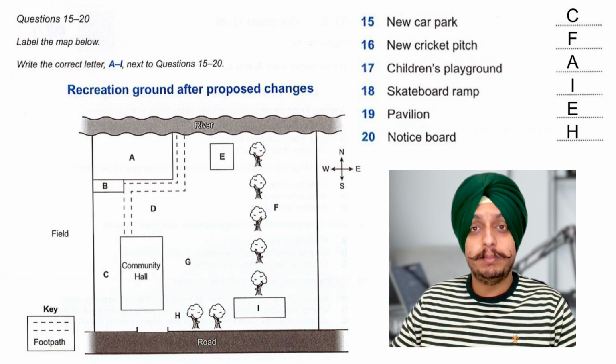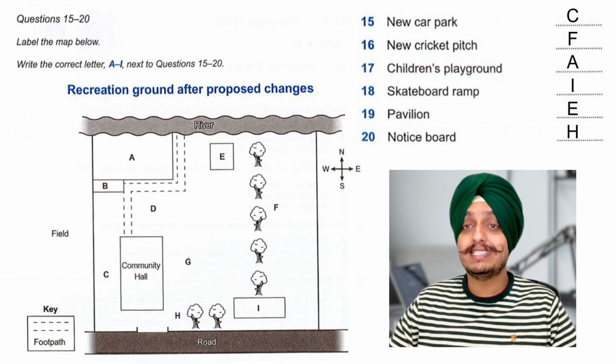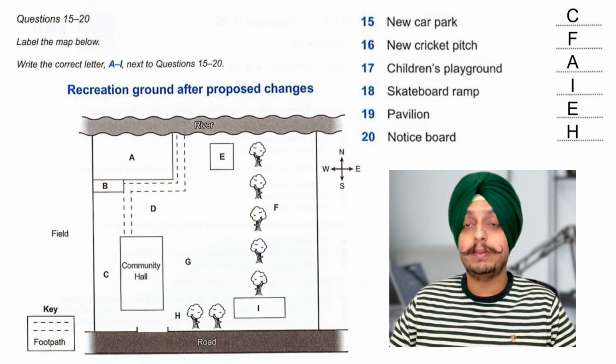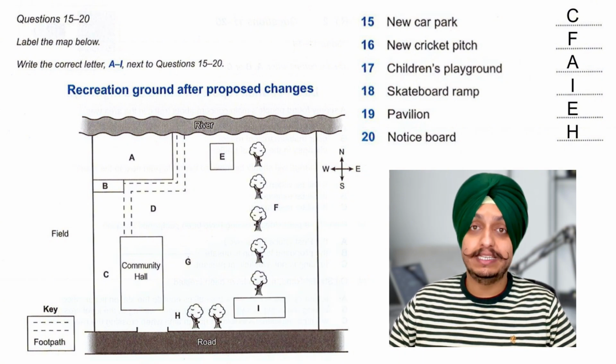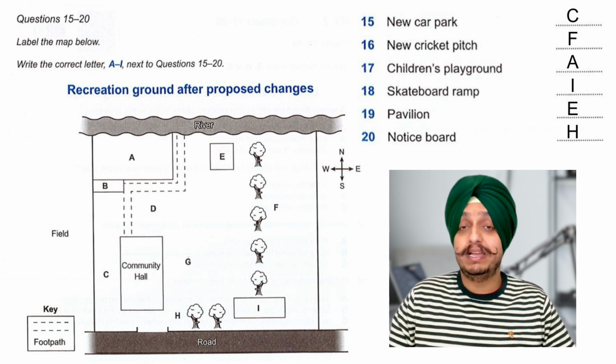Question 17 inquired about the planned location for the children's playground, and the correct answer for this is Letter A, accessible by a footpath from the community hall and situated alongside the river. This new location was chosen for its attractiveness and accessibility.